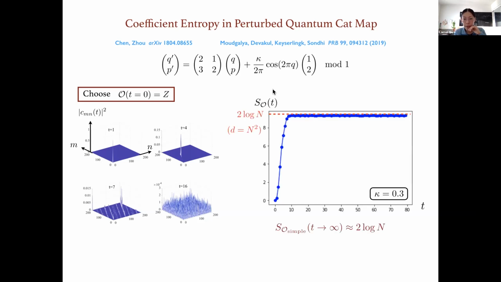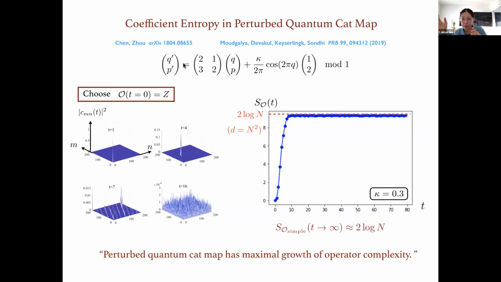So this is what the coefficient entropy looks like as a function of time. It starts as 0, it's a simple operator, but eventually grows and saturates to the maximal possible value, log n square, where n square is the dimension of the operator Hilbert space. Okay, so this tells us that this perturbed quantum cat map has maximal growth of operator complexity. It brings a simple operator to the maximally possible complicated operator.